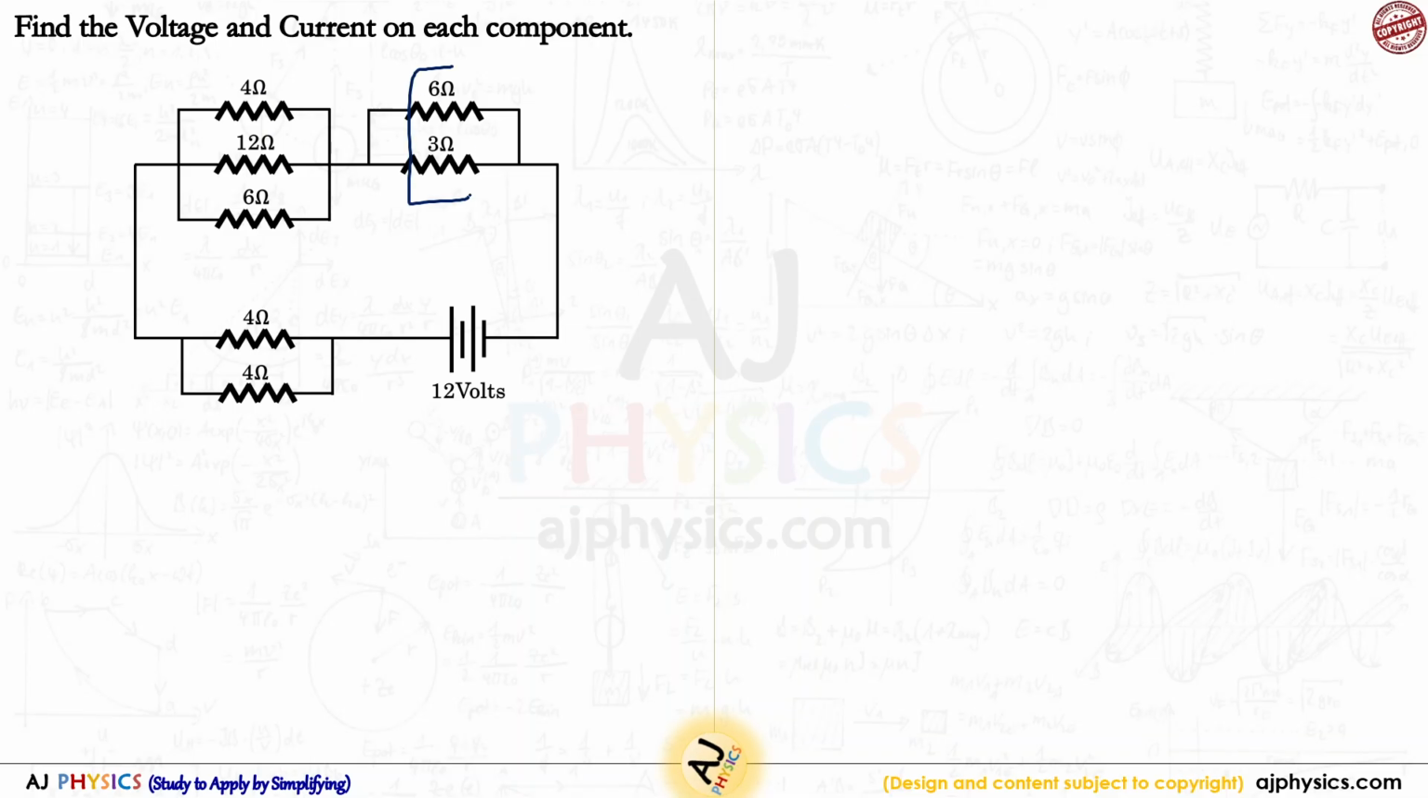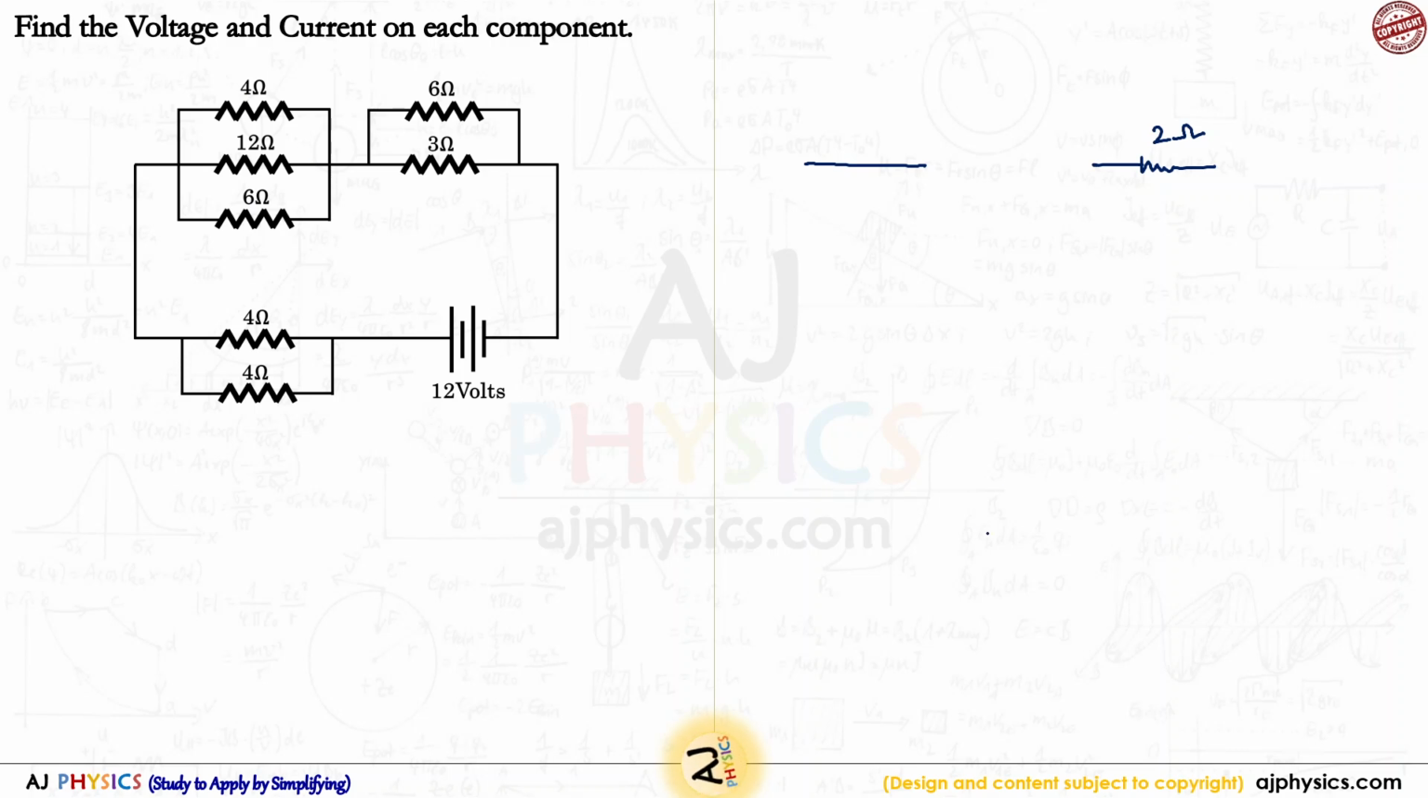So this is the combination of 6 and 3, which is a very common combination in circuits. That will always give you an answer of 2 in the resistors, not in the capacitor. So the equivalent circuit will be made as one resistor of 2 ohms. Then you have 4, 12 and 6.